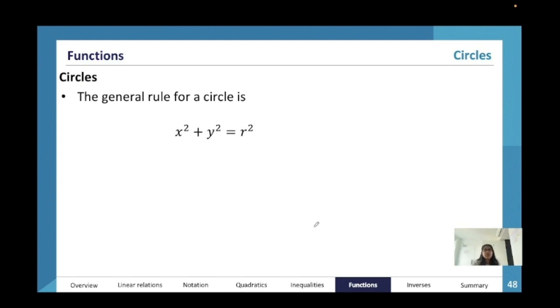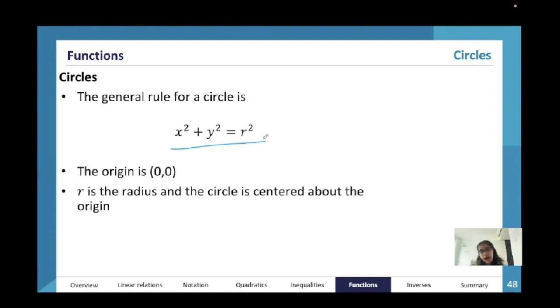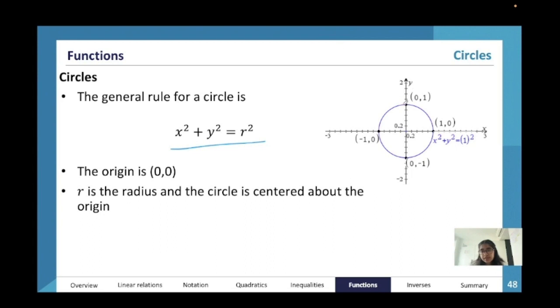So circles, circles aren't a huge part of 3-4 Methods. They might come up just as general knowledge, but it's not really a big part. The general rule for a circle is this. You've got origin of 0, 0, so starting at the center. r is the radius of the circle, so how big is the radius? So here we go, this is the length of r. Your origin here is 0, 0, and your radius is 1 here. So you can see this equation, 1 squared, that's a radius.